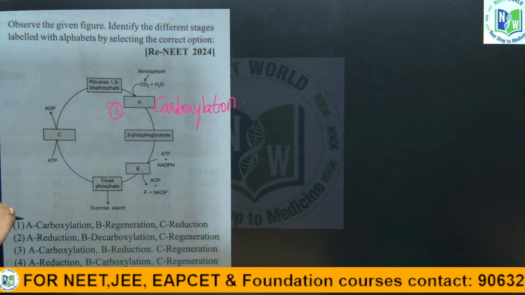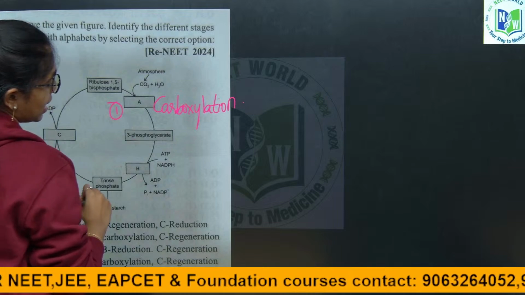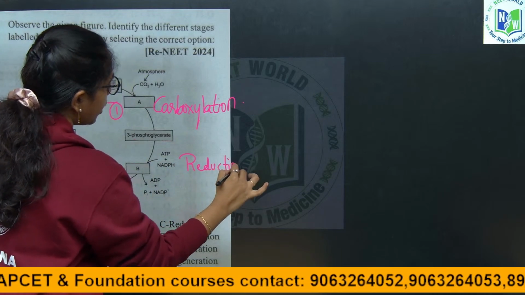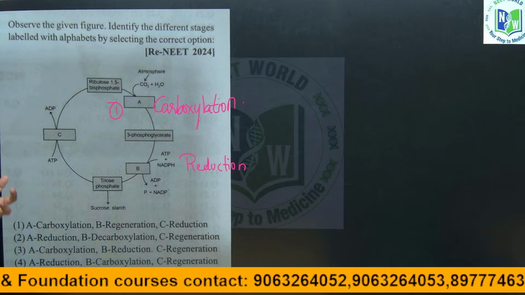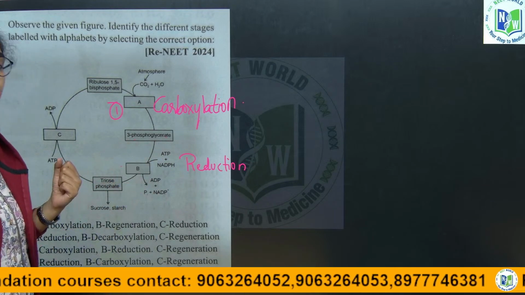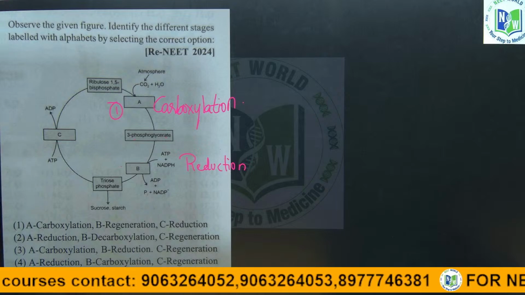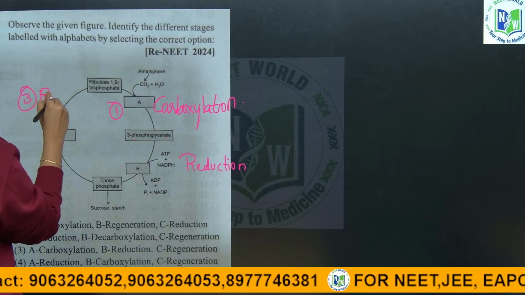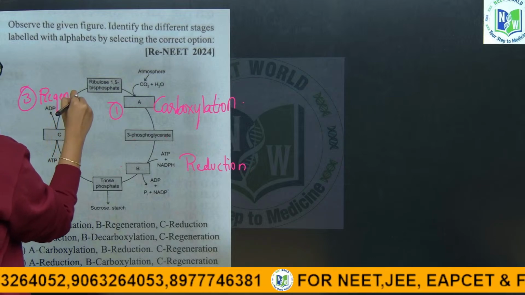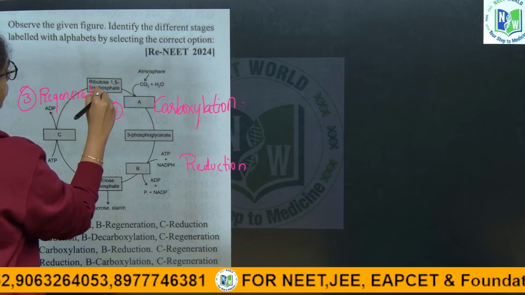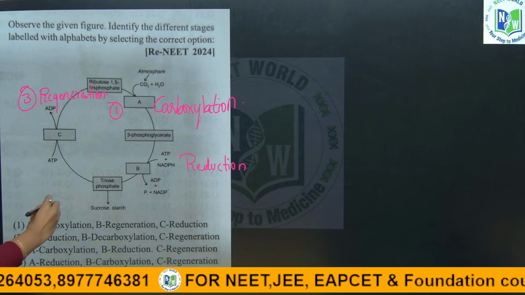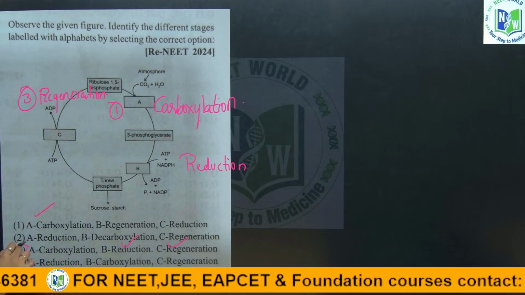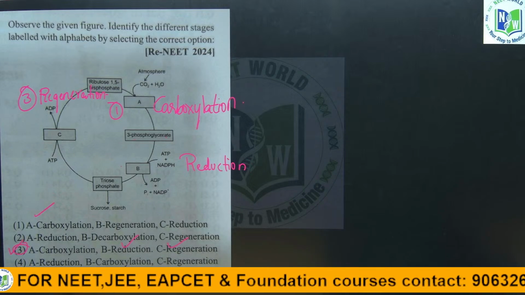Next, the second step is reduction, where 2 molecules of 3-phosphoglyceric acid are reduced to 2 molecules of glyceraldehyde 3-phosphate. And the third step is regeneration. So here A is carboxylation, B is reduction and C is regeneration. Option 3 is the correct answer.